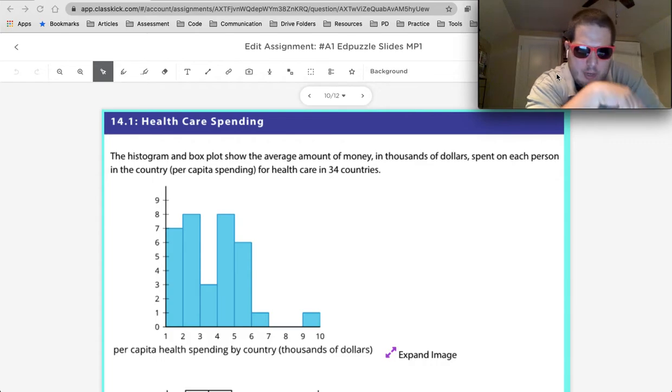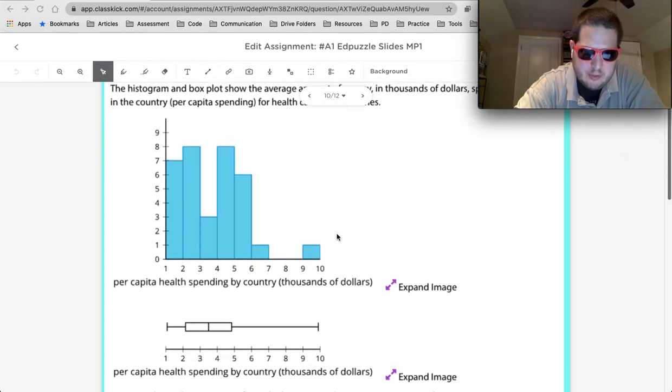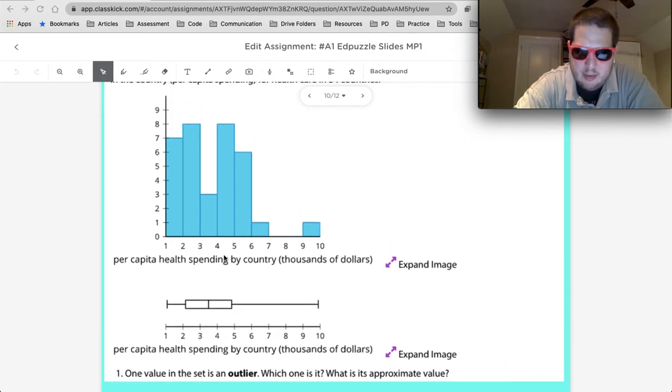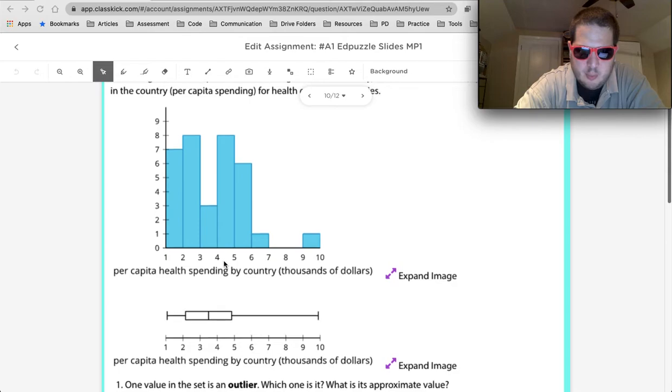spending. The histogram and box plot show the average amount of money in thousands of dollars spent on each person in the country for healthcare in 34 countries. Okay, so these two things I think are representing the same data. All right, so one value in the set is an outlier. Which one is it, and what is its approximate value?